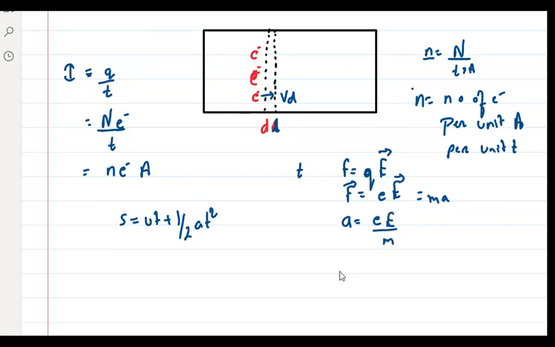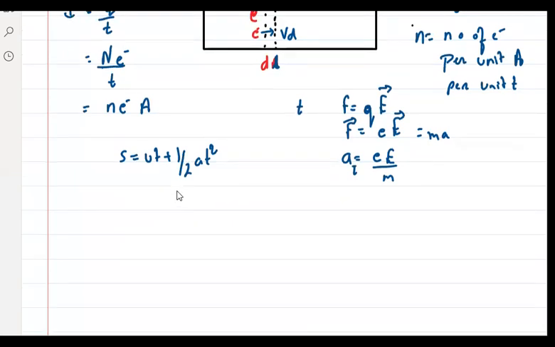Step by step, everyone. Yes or no? Okay, so I can say the acceleration in one time period is given by eE by m. Yes or no? Okay, so what about this expression? This is for S, and we know v is equal to u plus at. So can I say, sir, drift velocity is the velocity of the electron in one time period, step by step.